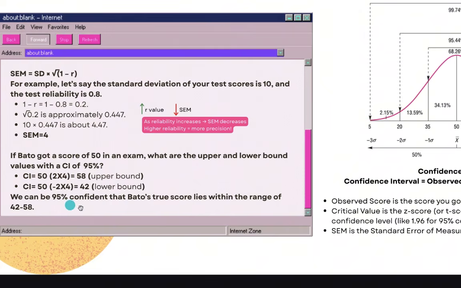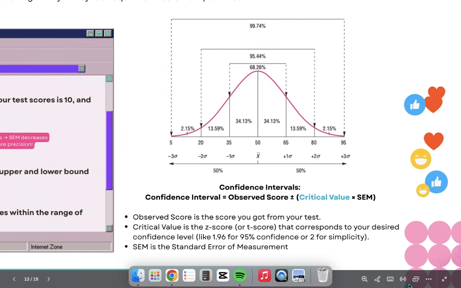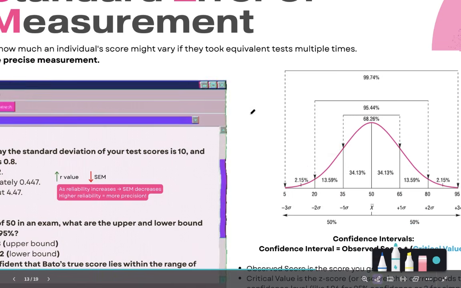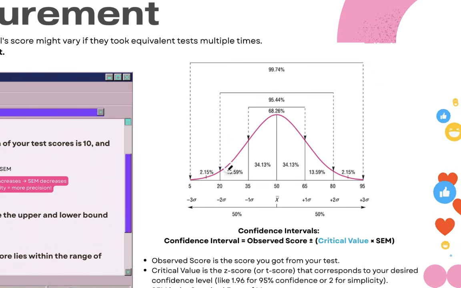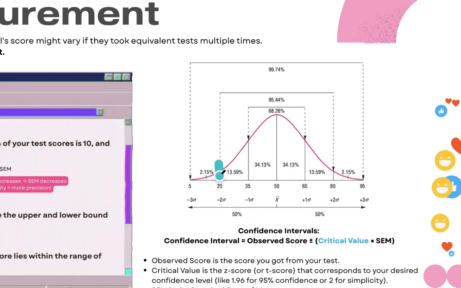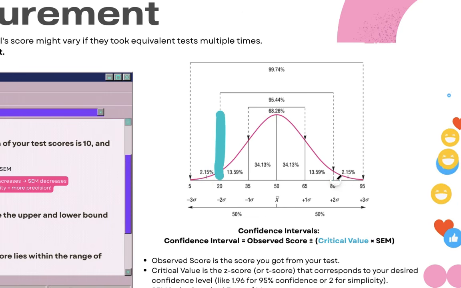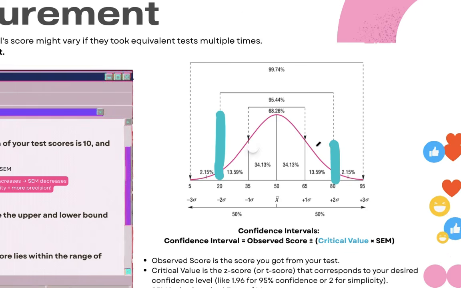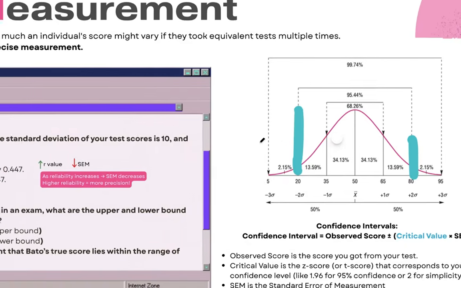Now, in conclusion, or therefore, we can be 95% confident that Bato's true score lies within the range of 42 to 58. Here, I'll show you through the graph. Say this is the possible distribution of scores that Bato took in an exam. Okay, so we're sure that within these values lies the true score. Okay? So the true score of Bato is somewhere in here.